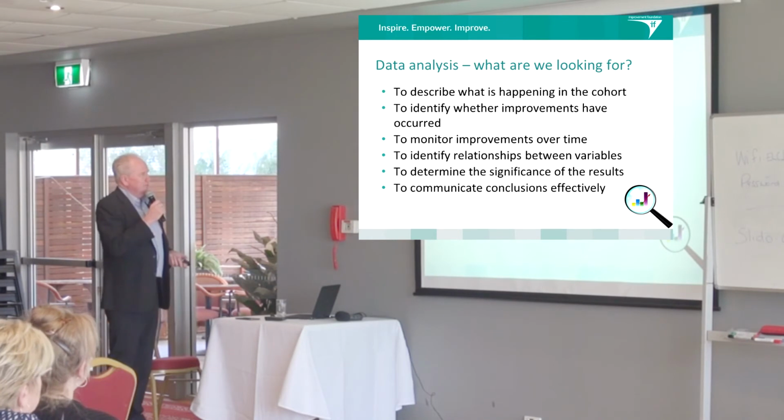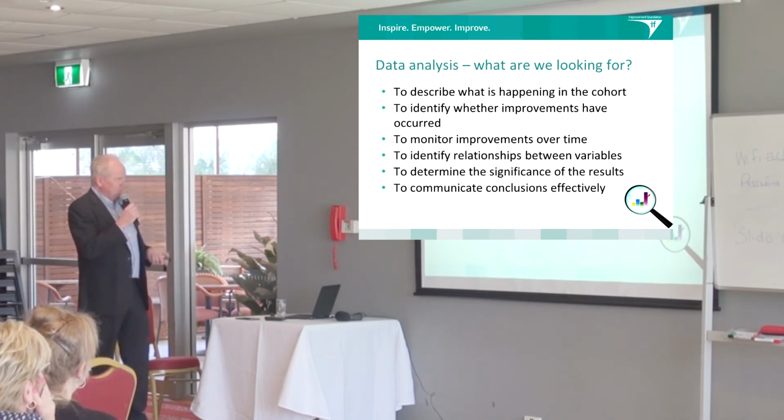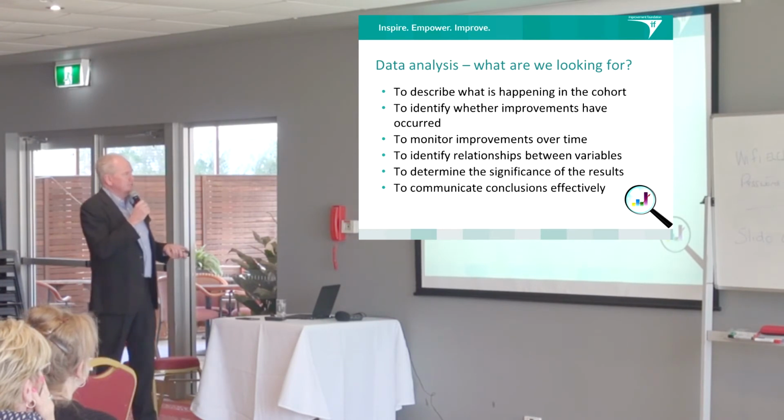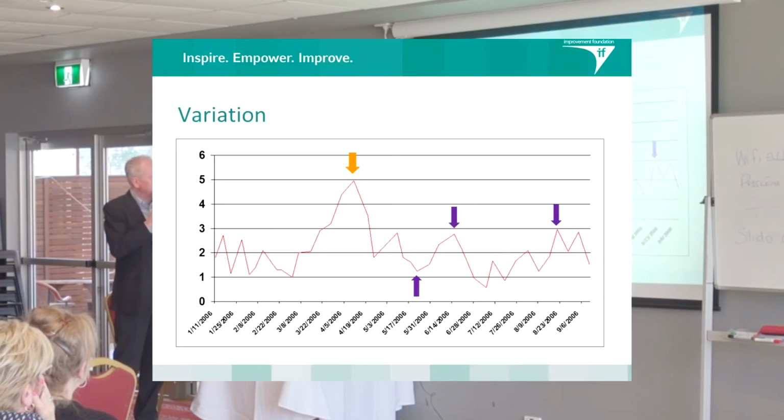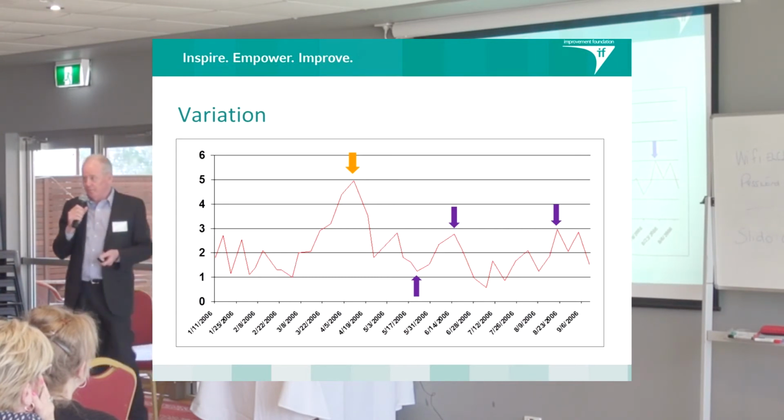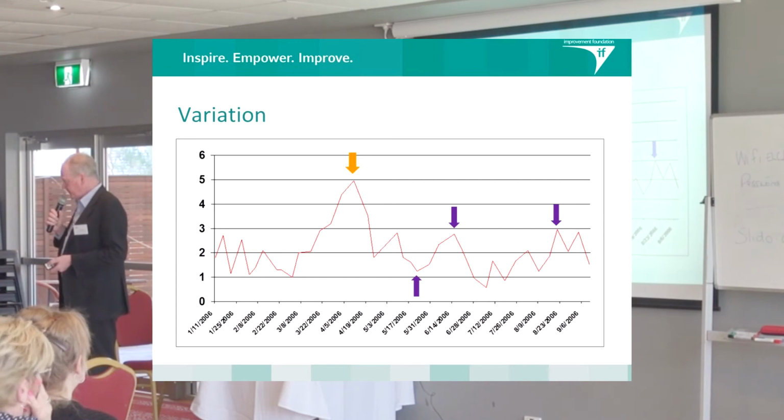So we're certainly looking to describe what happens in the cohort and identify improvements. But one of the big things is to keep the team motivated with change over time, because the charts will certainly keep them engaged. One of the key things we want to do in quality improvement is remove variation.